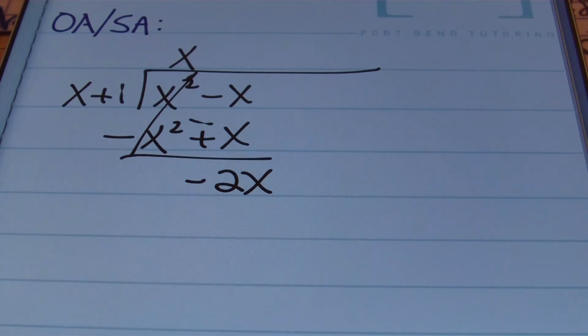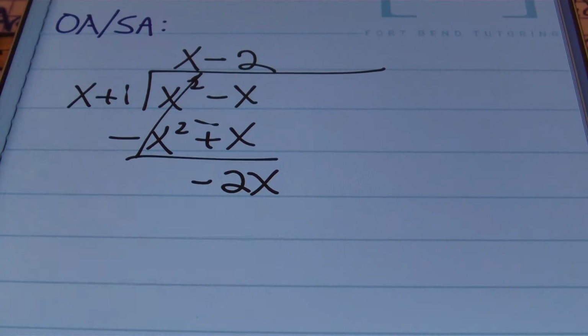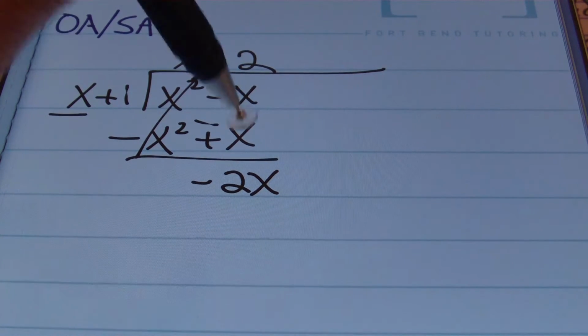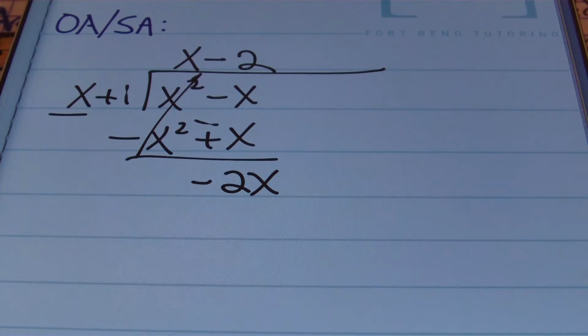Now, what will we need to multiply x by in order to get negative 2x? That's exactly right. You'll need to multiply by negative 2 in order to get negative 2x. Remember, you're always just trying to find out what we need to multiply that first term by in order to get the value down here, that negative 2x in this case. So we need to multiply x times negative 2 in order to get negative 2x.